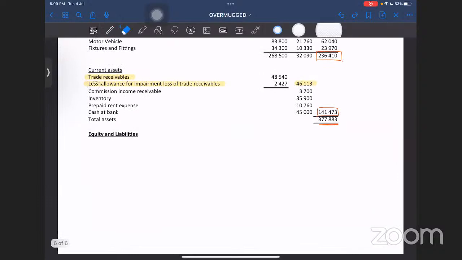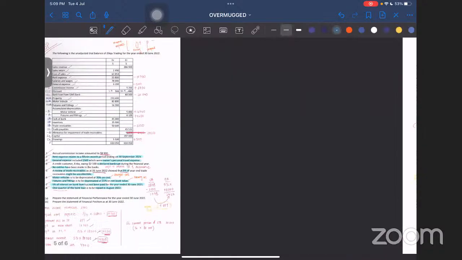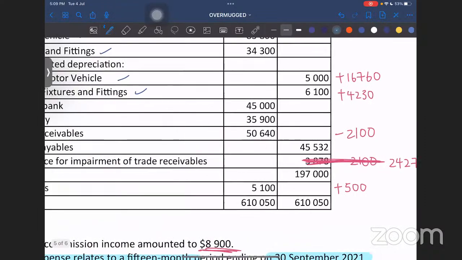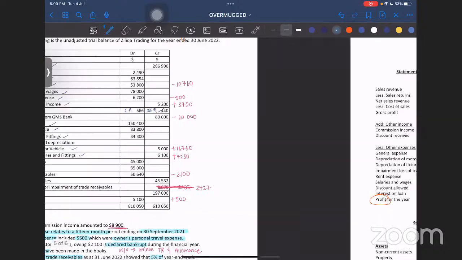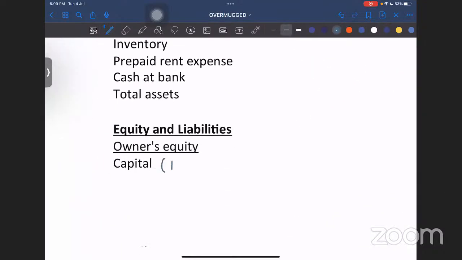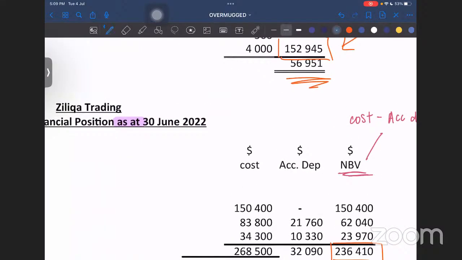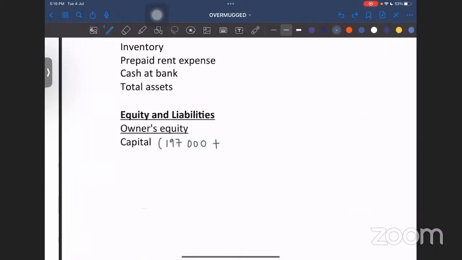Next, equities and liabilities. So I will start with owner's equity first. Okay, owner's equity. So just now we did the recap, right? At capital, how to find the capital. Okay, so here I will write down the formula together. So my capital, it will be this capital plus profit minus drawing. So I have a capital of 197,000. Okay, so 1,097. Okay, plus my profit, which is here, this one, right? 56,951.